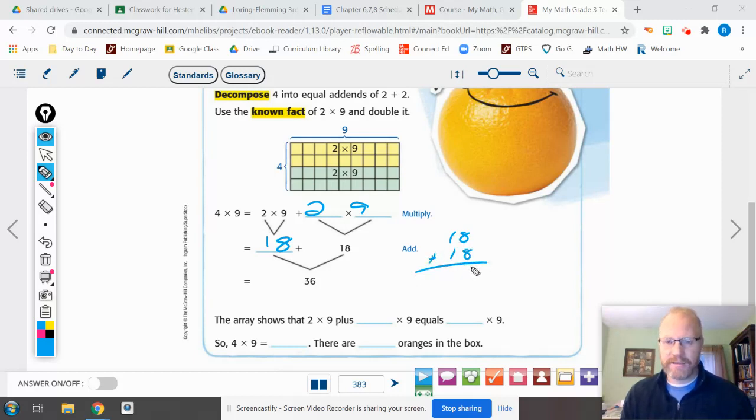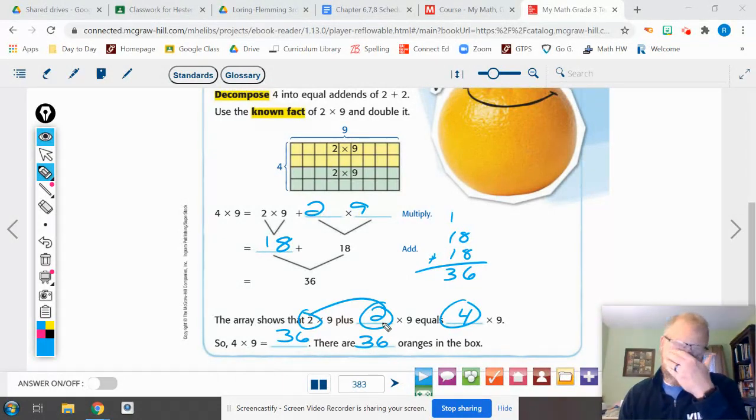8 plus 8 is 16, and then 3 ones, 3, is 36. So the array shows that 2 times 9 plus 2 times 9 equals 4 times 9. These 2's added together make 4. So 4 times 9 is 36. There are 36 oranges in the box.